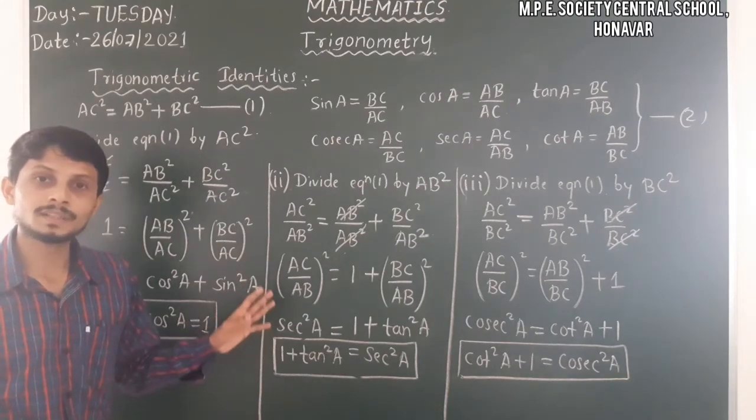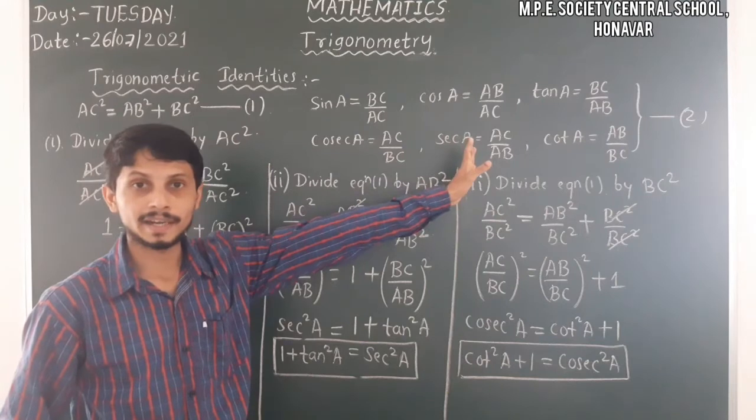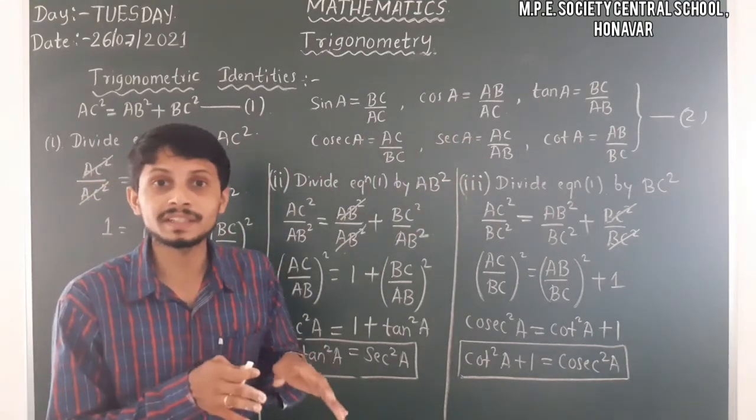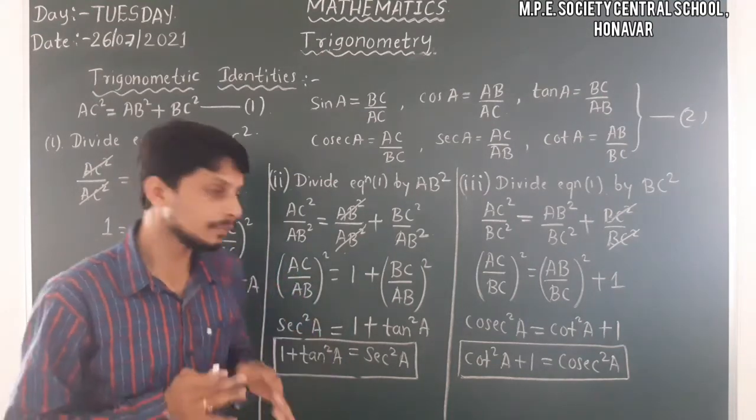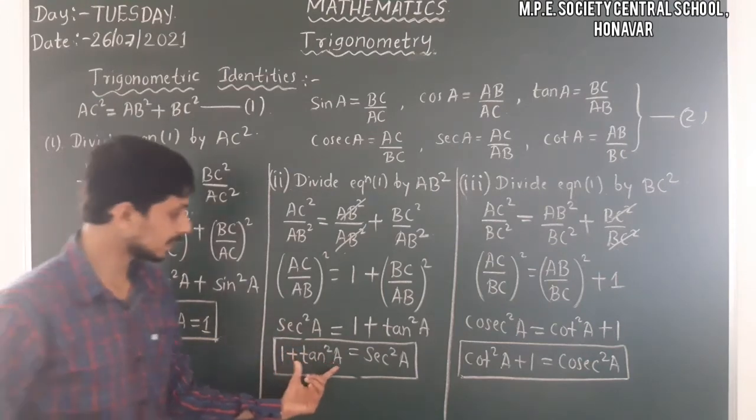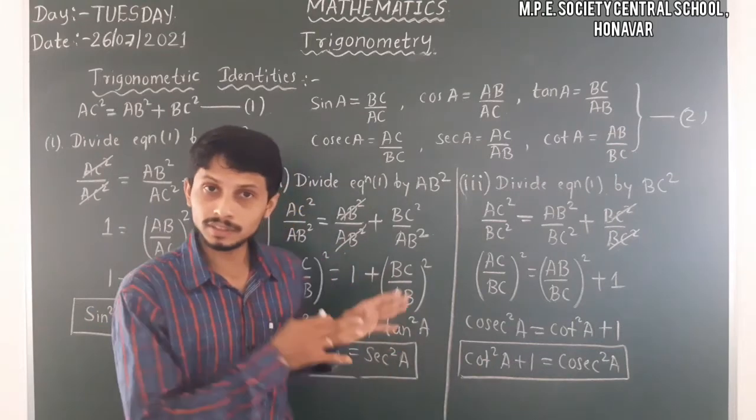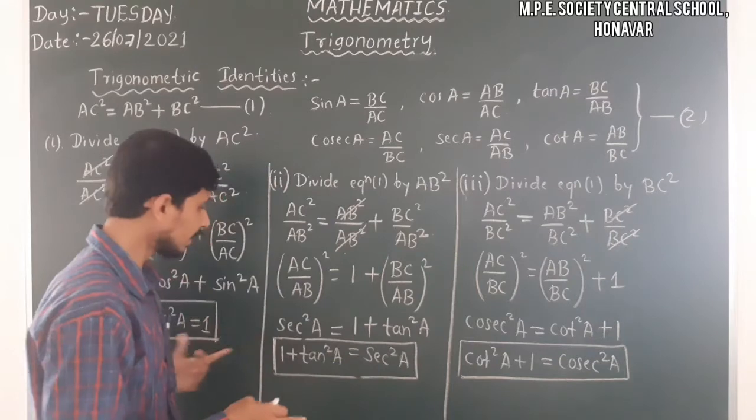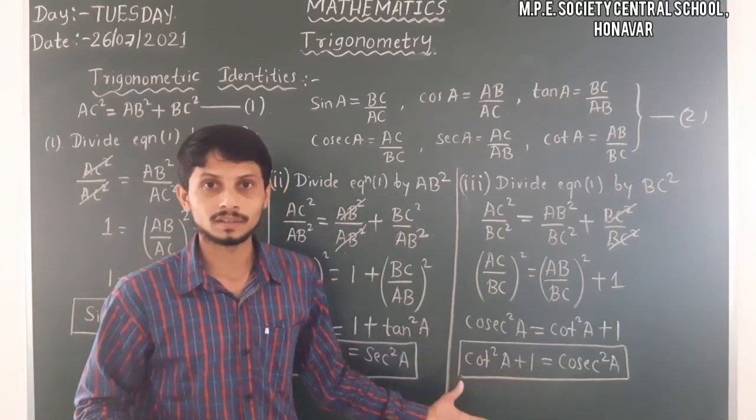So using the Pythagoras theorem we got a relationship which we did not have in the trigonometric ratios of specific angles. It relates sin A and cos A, it relates tan A and secant A, and it relates cot A and cosecant A. So such relationships we got here, these are the three identities.